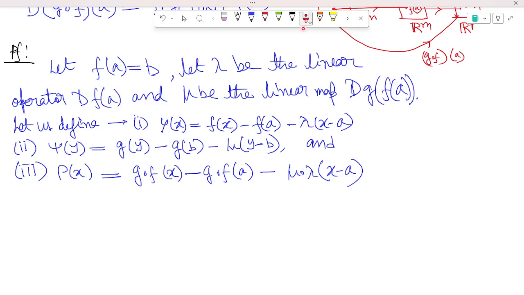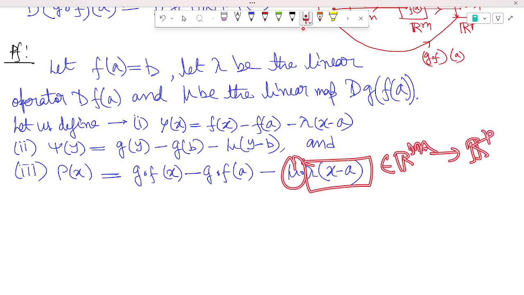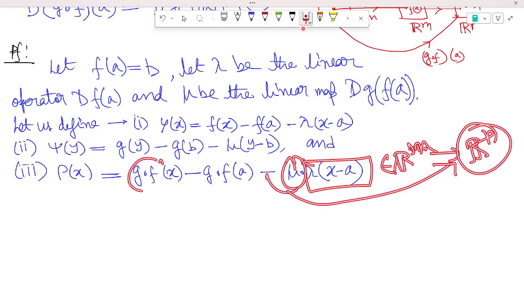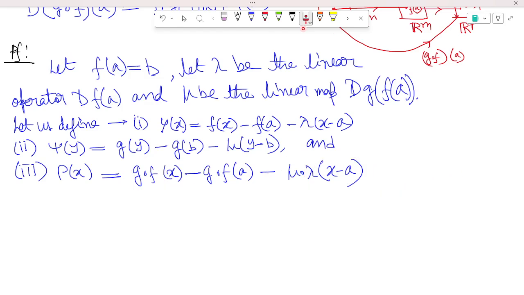So okay, now you might check the domains are same, codomains are same. G compose f will lie in Rp. And mu lambda is a linear transformation from Rn to Rm. When we compose this, this is a value in Rm, and this is again a linear transformation from Rm to Rp. So they will lie in Rp, and these things always lie in Rp. So the codomains are defined.